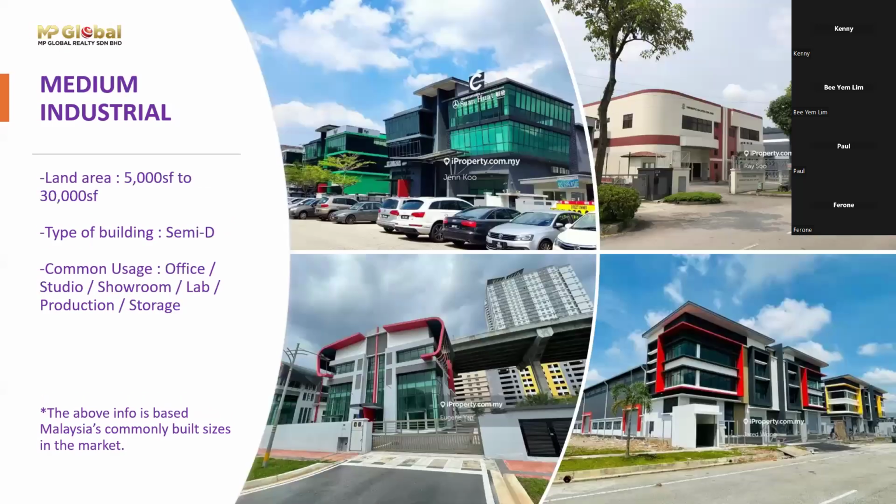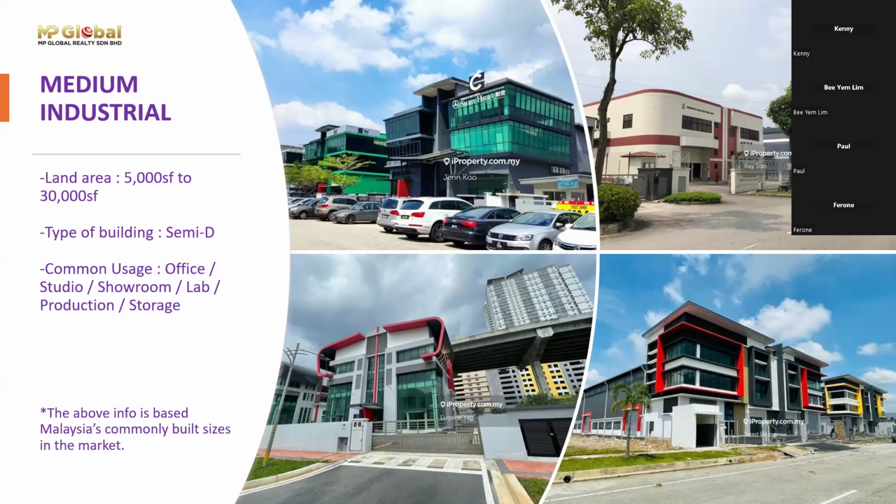Medium industrial is more of the CBD factory, which is the most common in the market. The area is commonly 5,000 to 20,000 square feet. Building type is mostly CBD. Common usage, you will see offices, studio, showroom, lab, production, and storage. You want to take note of the common usage for factories. Most people in the market think that factories are for storage and production.